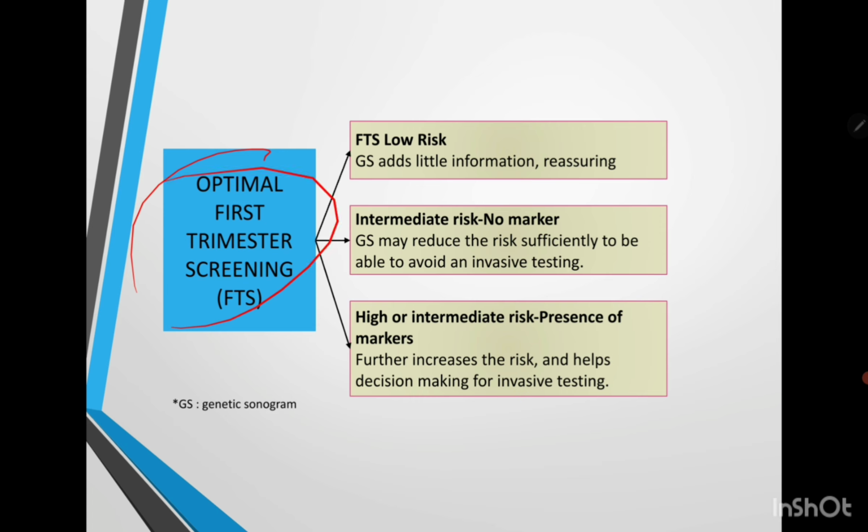Optimal first trimester screening: low risk, additional marker; intermediate risk, no marker, reduce risk substance; high risk, further increase the risk, helping decisions on invasive testing.